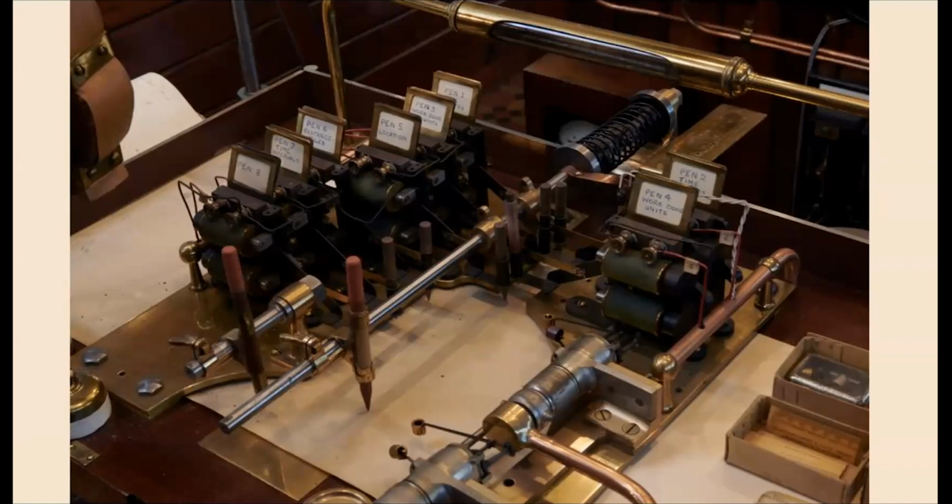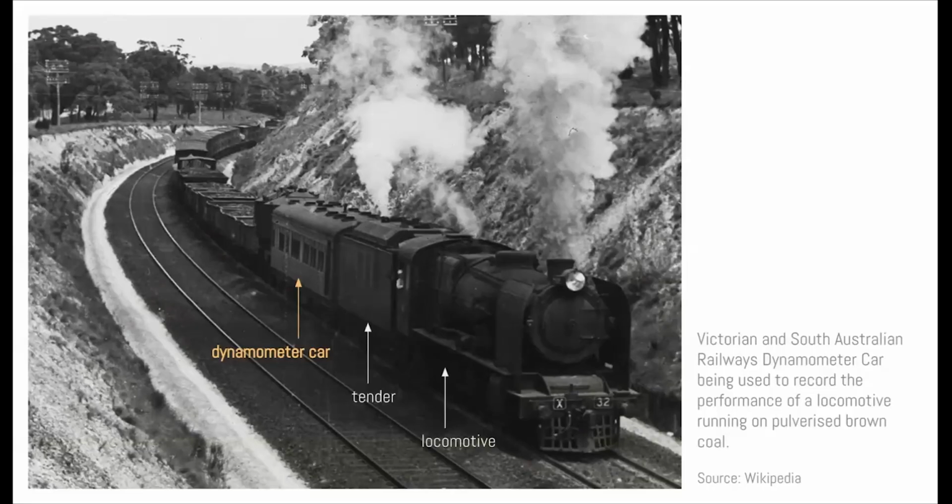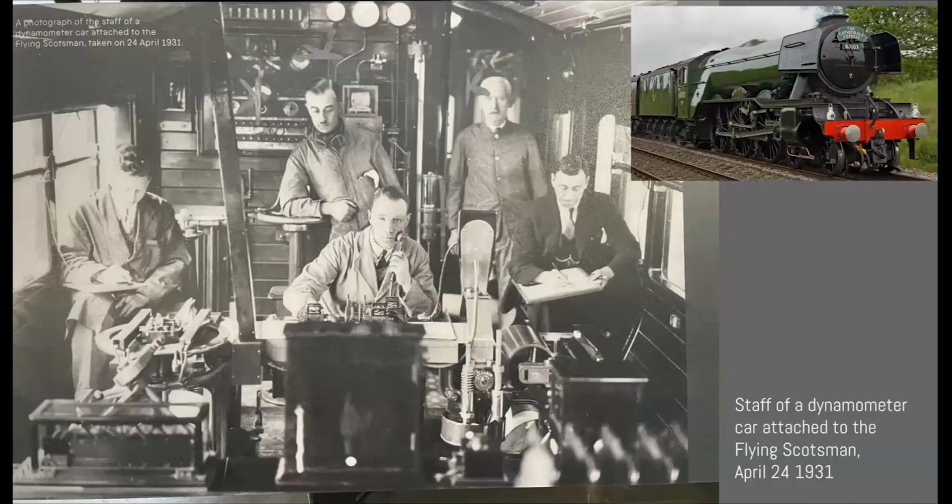And as you would ride, these little styluses would move up and down, measuring various things as you chugged along through the landscape. Often there'd be a ton of people in the car, these engineers, carefully looking at it, making sure that everything was on track. This is from the 30s.